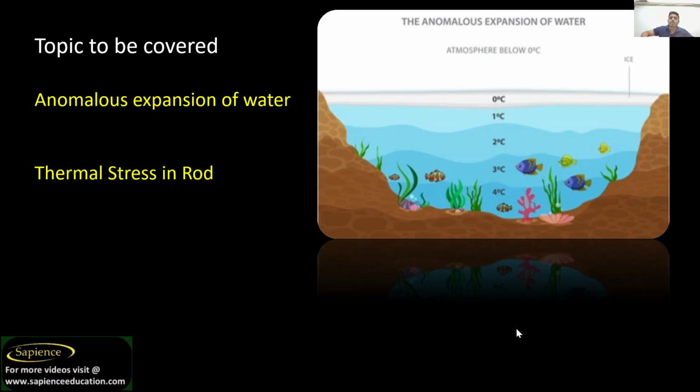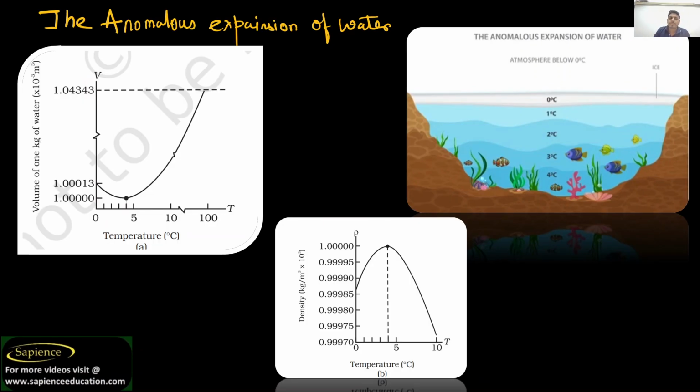So today I am going to discuss the chapter thermal properties of matter, where I am going to discuss anomalous expansion of water and thermal stress in a rod. Right? What is anomalous expansion? Anomalous is a peculiar behavior that is totally different from most other matter. So water has a special property, and that property is known as anomalous expansion of water. So let us discuss.